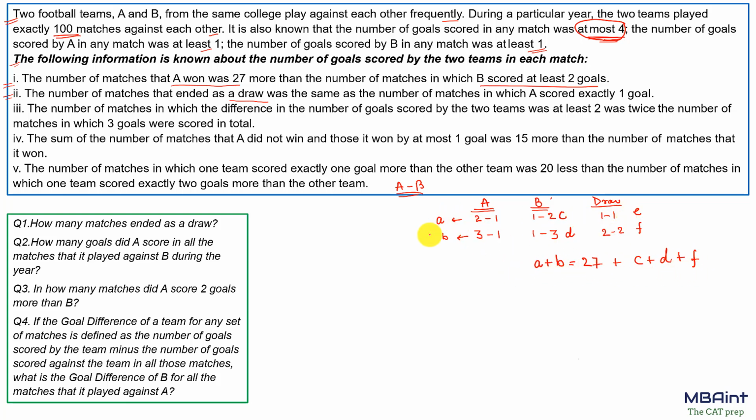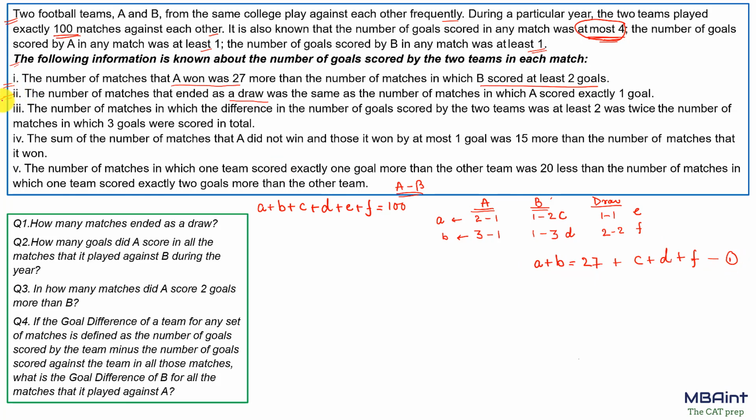Now, as we have taken all the cases, A plus B plus C plus D plus E plus F would make it 100. Total number of wins for A, total number of wins for B, and draws equals the total number of matches that is played, right? So this is my first equation. Can I simplify it a little further? No, this is my first equation.